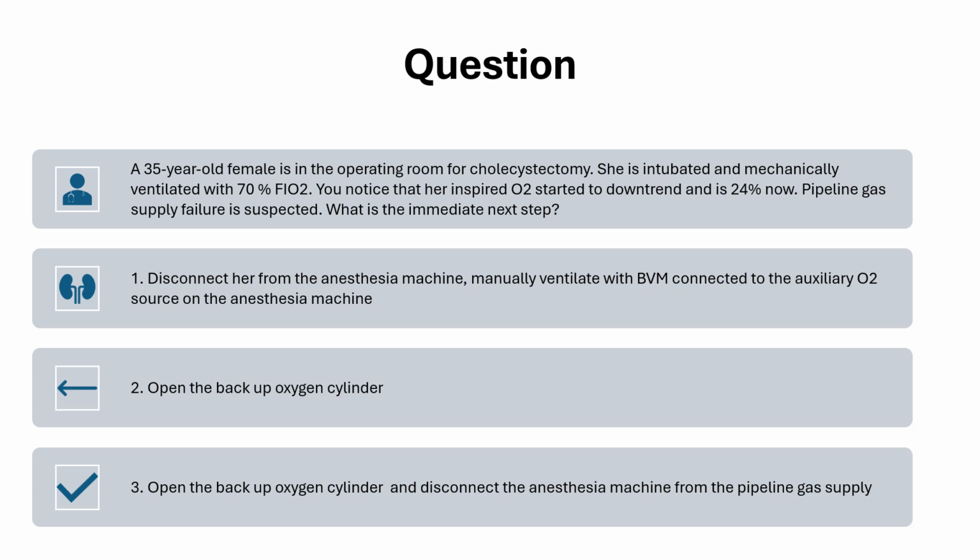Option number one, you disconnect her from the anesthesia machine and manually ventilate through this BVM or bag valve mask, which you connected to the auxiliary oxygen source on the anesthesia machine. Option number 2, you open the backup oxygen cylinder on the back of the anesthesia machine. And option number 3, you open the backup oxygen cylinder and disconnect the anesthesia machine from the central pipeline gas supply.